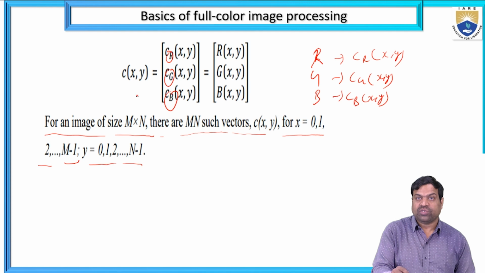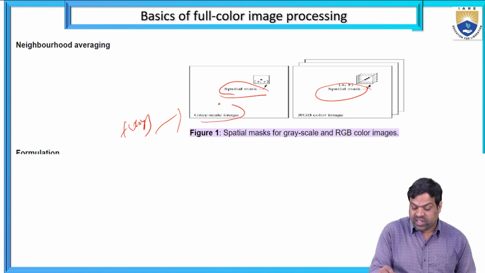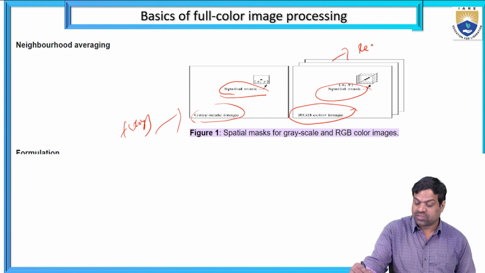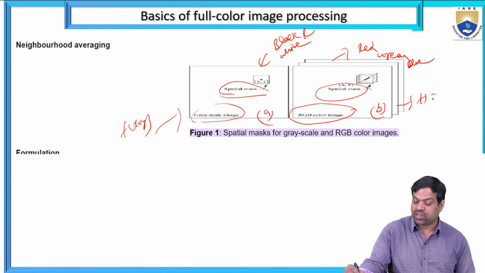So it is an equation of c(x,y) equal to cR(x,y), cG(x,y), cB(x,y) with respect to red, green and blue. So it is a grayscale image, it is an RGB scale. So RGB means... The figure A is black and white and the figure B is the HSI model.